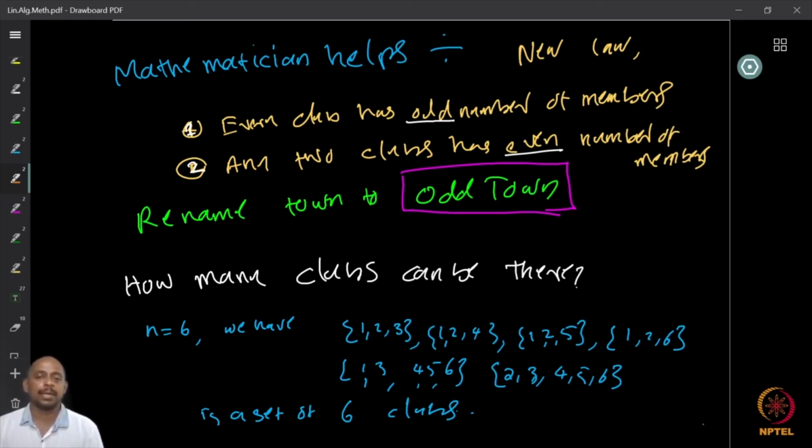Now the question is, how many clubs can be there with these restrictions? Can you think about how many clubs are possible with rules 1 and 2 for Odd Town? So let me come up with a small example. Suppose there are 6 people in the town, N is equal to 6. Then I come up with several possible sets of clubs. Okay, so here is an example: 1, 2, 3.